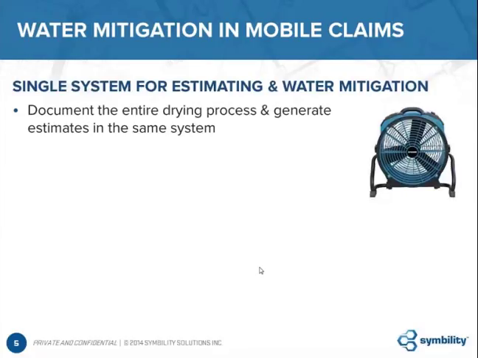Any claim, by the way, can be turned into a water mitigation claim with a click of the mouse, and all the drying record can now be documented within the system, including readings, drying goals, equipment, you name it. Of course, all this can be recorded by the mitigator using the Symbility Mobile Claims app on a tablet or smartphone right there in the field, right where it's all happening.